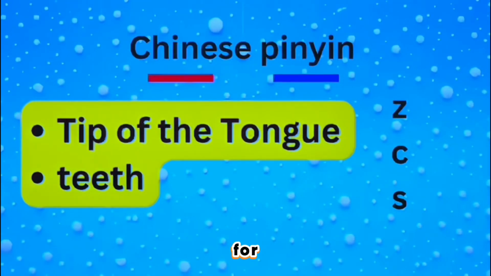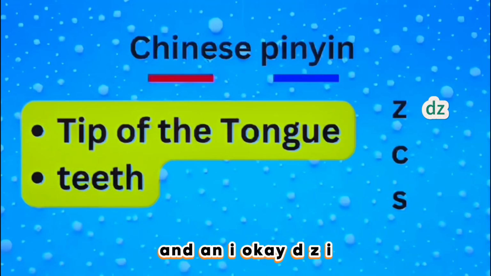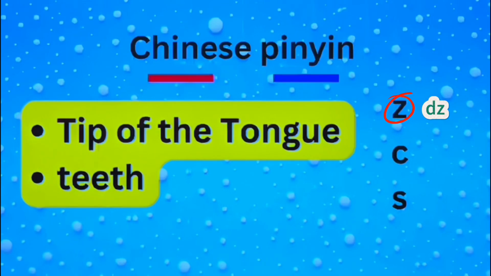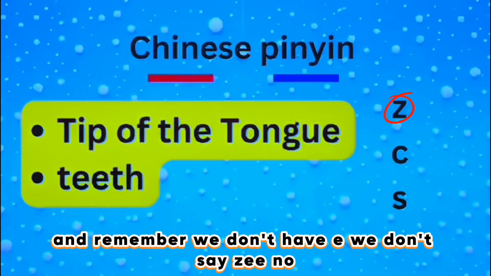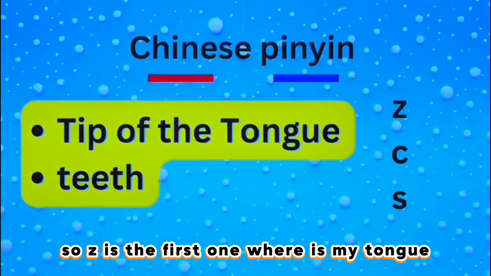Now for z, I'm just going to read a D, Z, and an I. Okay, D, Z, I. Z, Z, Z. And remember, we don't have E. We don't say Z. No. It's Z, Z, Z inside. The sound is from inside, okay? So Z is the first one.